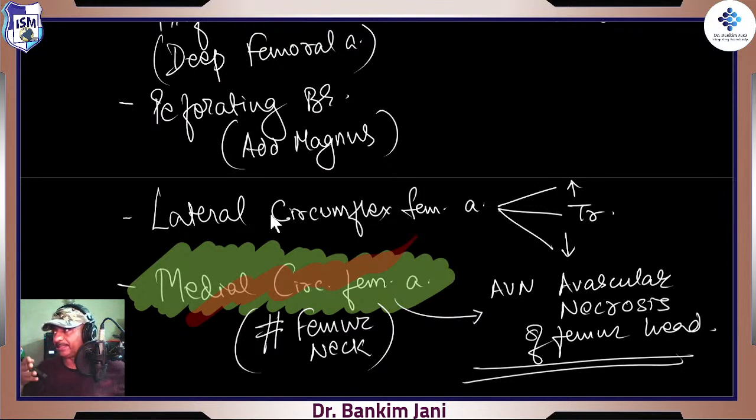Perforating branches means they will be perforating adductor magnus, right? And they'll be entering and supplying it.